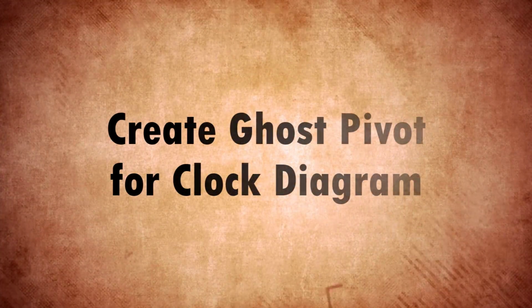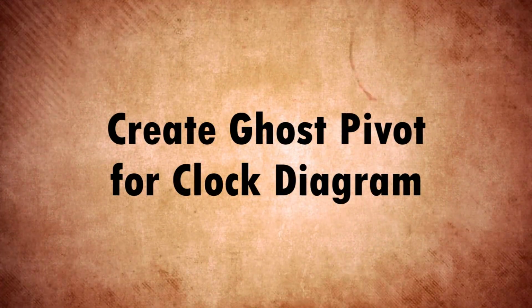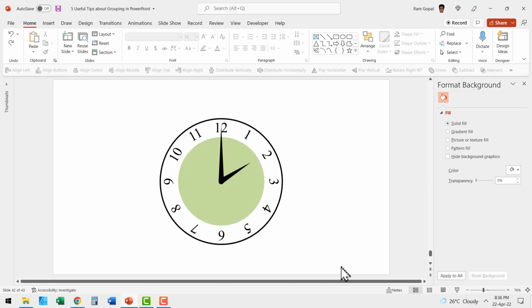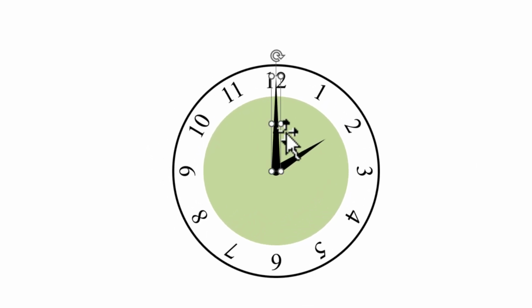And the last example of using grouping in PowerPoint creatively is in creating a ghost pivot for a clock diagram. Let me show you what I mean by that. Now take a look at this clock diagram. I want this hour handle to move around the clock like this. But then when I select this handle and try to rotate, this is how the rotation happens. And that is because the center of rotation of this shape is here, and that is the reason why it rotates like this, and it is not really appropriate for our requirement.